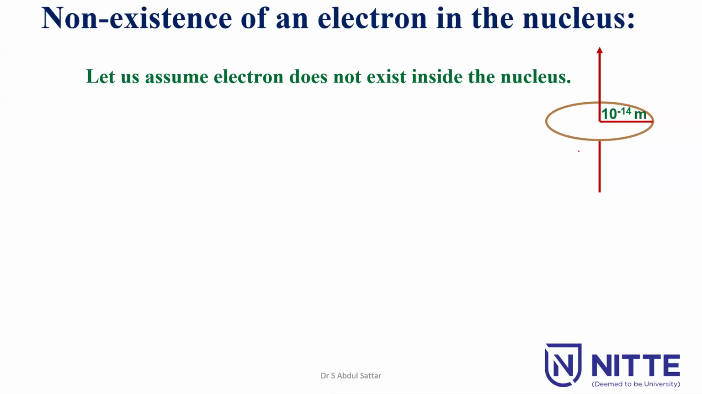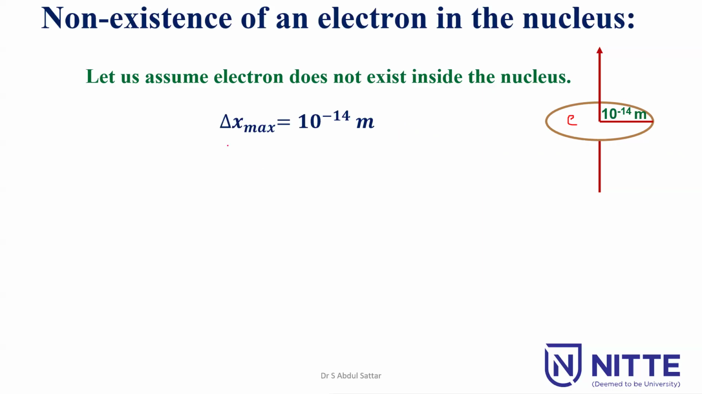Then if electron exists inside the nucleus, what is the maximum uncertainty in the location or position of electron? The maximum possibility is only the radius of the nucleus, that is in the order of 10 power minus 14 meter. There is no chance to have the uncertainty more than that value. So the maximum uncertainty in the position of electron inside the nucleus is the radius of the nucleus, about 10 power minus 14 meter.